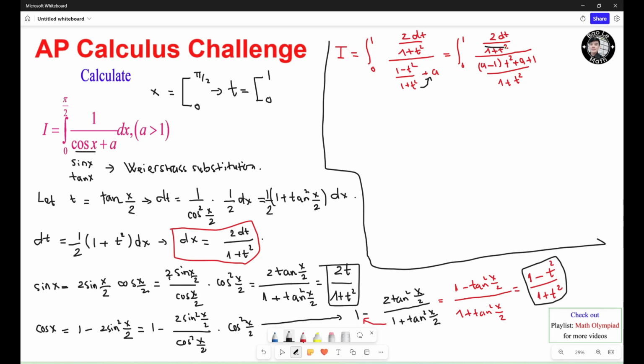Alright, now I need to simplify this guy and this guy. So I'm going to end up with the integral from 0 to 1 of 2 dt over a minus 1 t squared plus a plus 1. Now on the bottom right here, I need to factor a minus 1 out. So I'm going to have 2 over a minus 1 times the integral from 0 to 1 of dt over t squared plus a plus 1 over a minus 1.